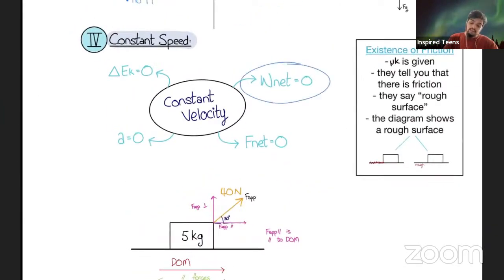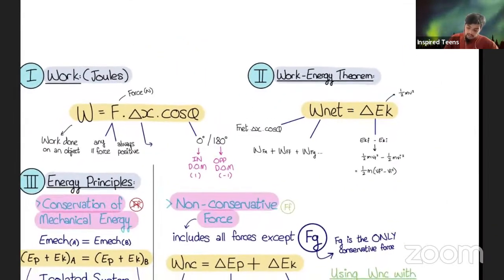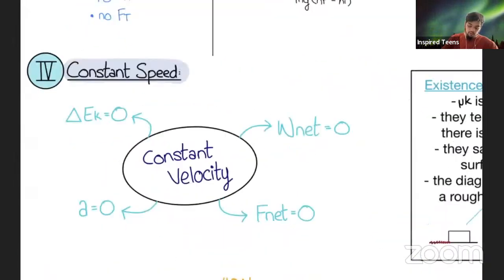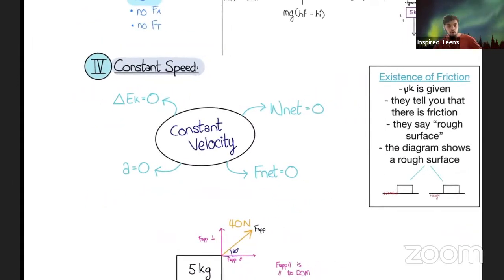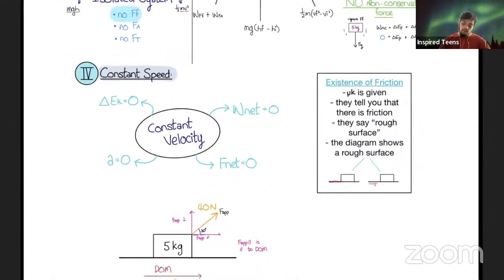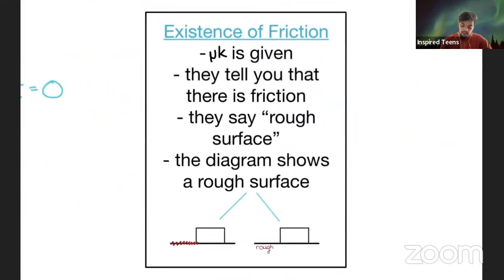And then since W net is zero, the change in EK is zero. There's multiple ways you could go about it. Since the change in velocity is zero, the change in EK is zero, because EK is half mv squared. Since the change in EK is zero, W net is zero, and so on. But we just need to memorize that all of these things are zero when we're dealing with a constant speed, or constant velocity. I think we might have gone through this when we did Newton's laws, but nevertheless, we can just go through it again.